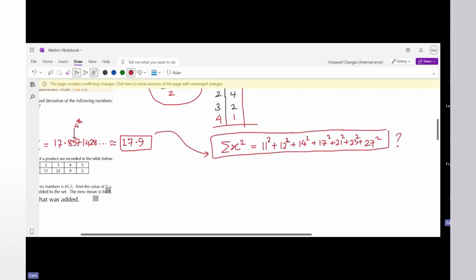You can solve it this way as well. What is the formula for standard deviation? Can you help me recall the formula? Square root of probably the sum of f times (xi minus x bar) squared, over n minus 1.